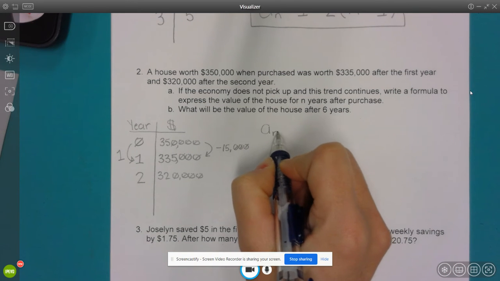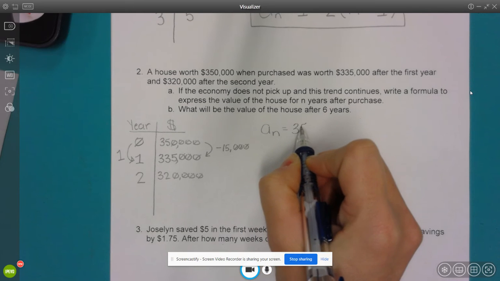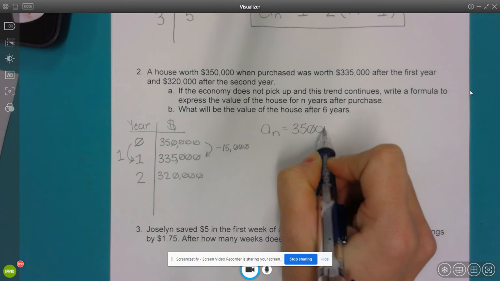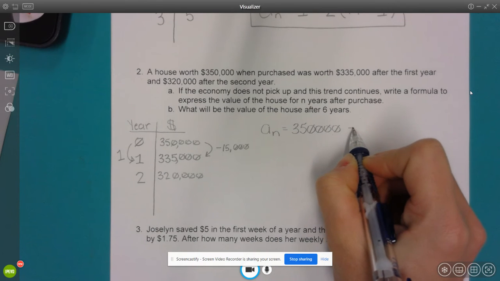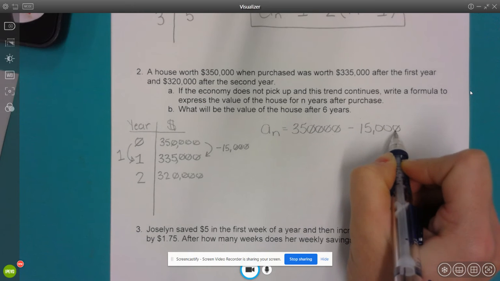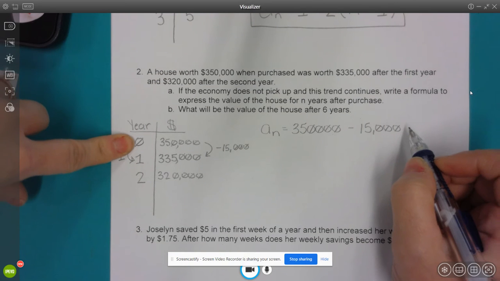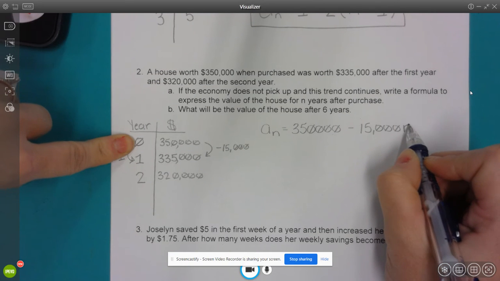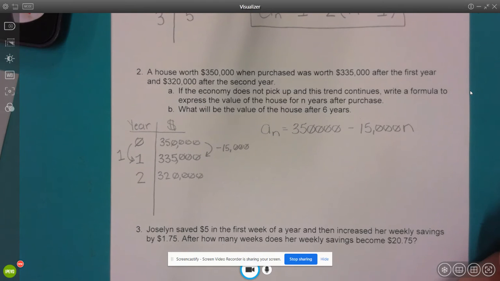So again, I'm going to use that same formula we did before. I'm going to have a sub n equals my first output, which was $350,000. And now it's going to be minus, because my common difference is negative. And then it would be n minus 0. So all we need to put is n, because minus 0 won't change anything about our equation.